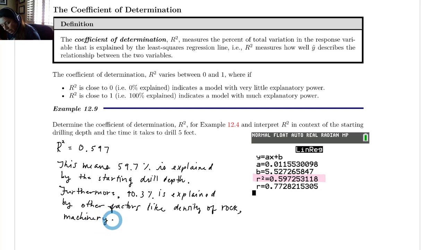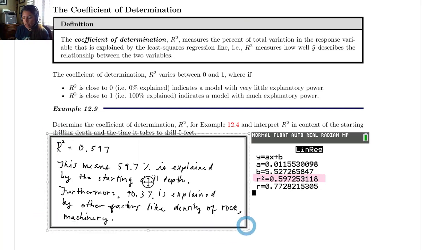When calculating it, the calculations are really quick when you put it in the calculator, but I think students tend to spend a long time on the explanation. So just know that r squared is a percentage, and what it means is, in this case, that we could say that 59.7% of the time it takes to drill 5 feet is explained by the starting drill depth. And furthermore, if I took 100% and subtracted 59.7%, I would get the remainder of 40.3%, right? And that means that whatever's left over, which is 40.3%, would be explained by other factors like the lurking variables, density of rock, the machinery, etc.